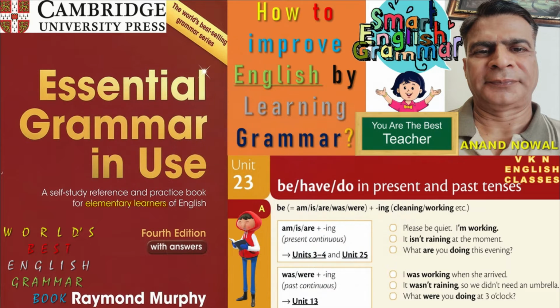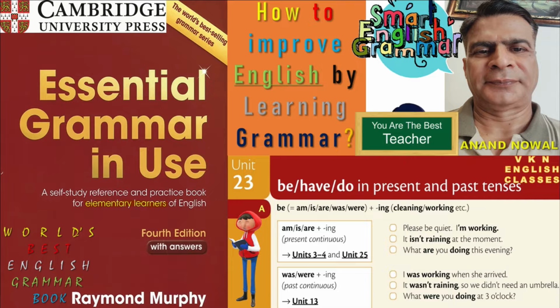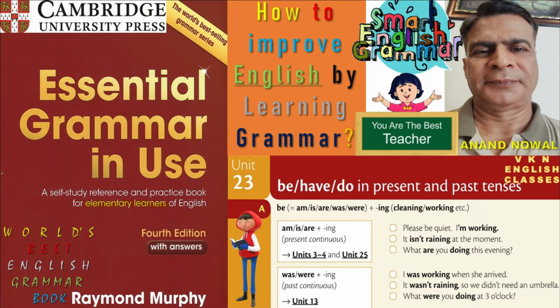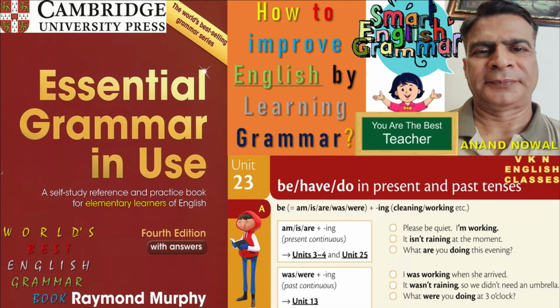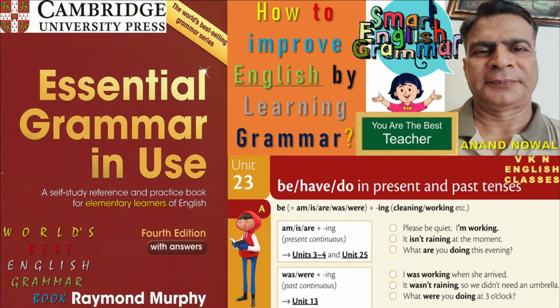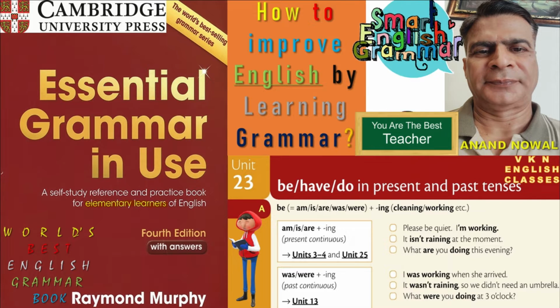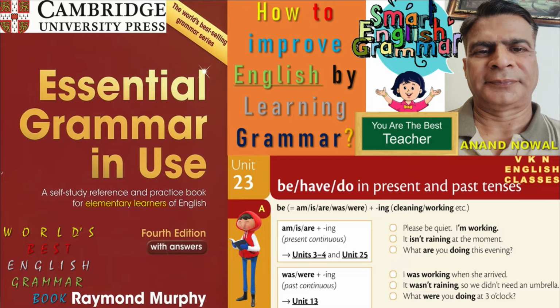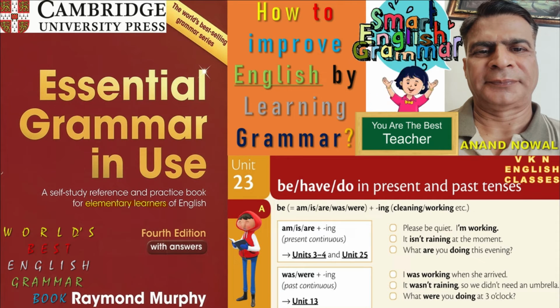English grammar is very much required to speak and write correct English. So, as a reference, we are taking one of the best books, Essential Grammar in Use, published by Cambridge University Press U.K. This book is designed for children and elementary students of English to enable them to understand the basic grammar topics. Today, I am going to start unit number 23.